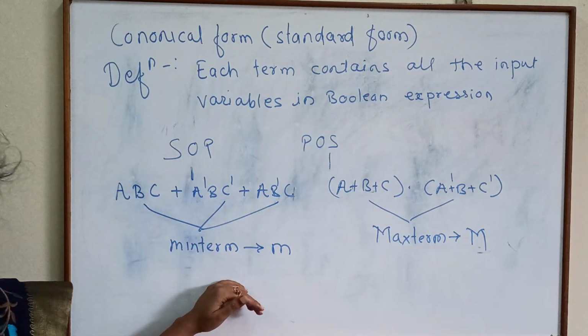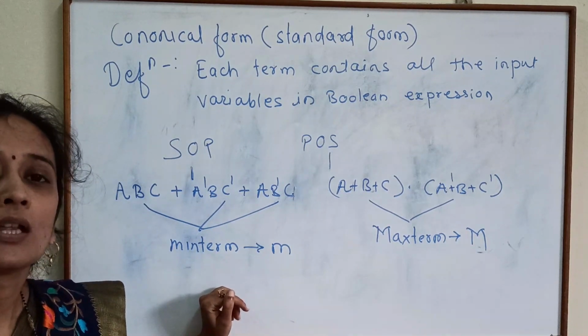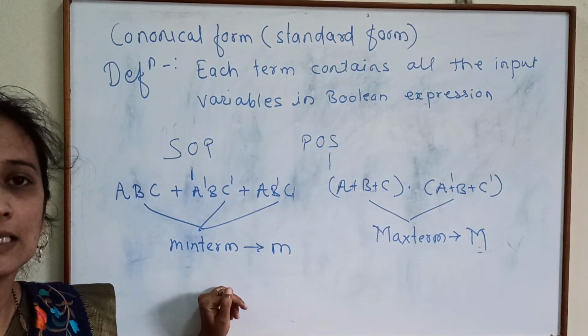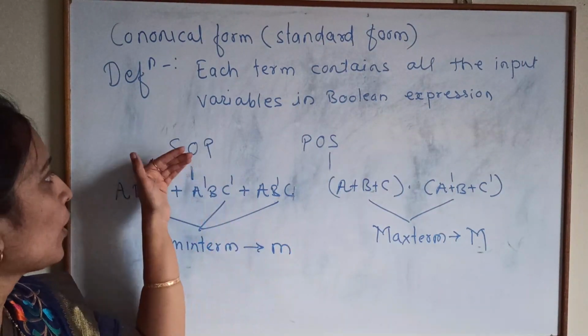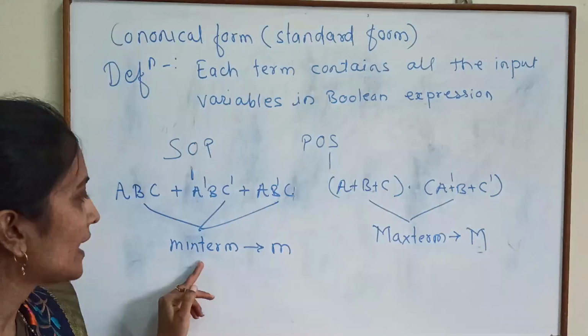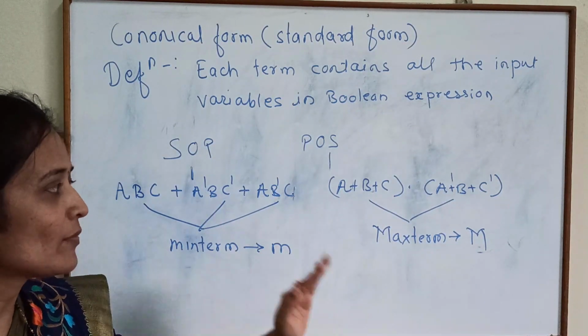Understood this? If question will come, what is min term and what is max term? For 2 marks they can ask. How you will write? Each and every term of SOP is called as a min term. It is represented with the letter small m. And what is max term?